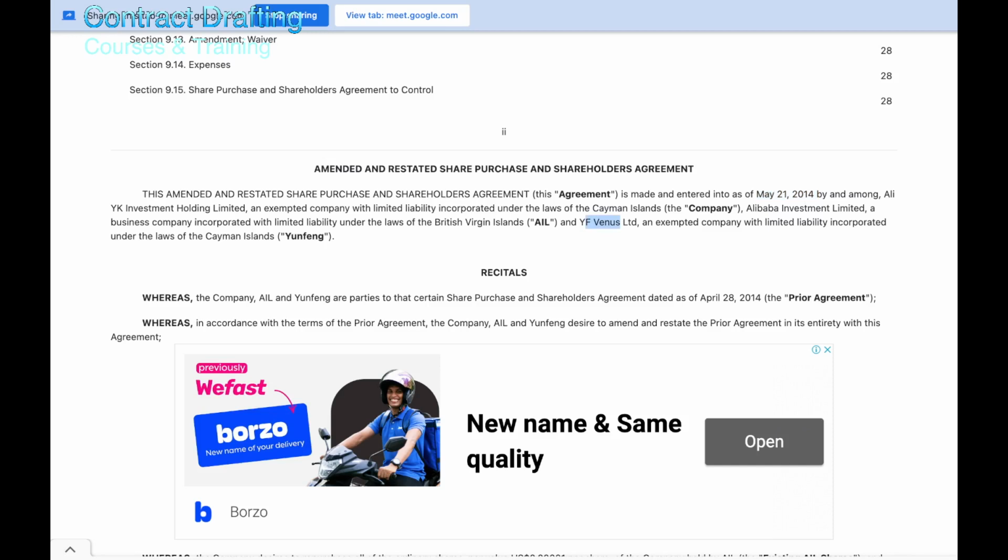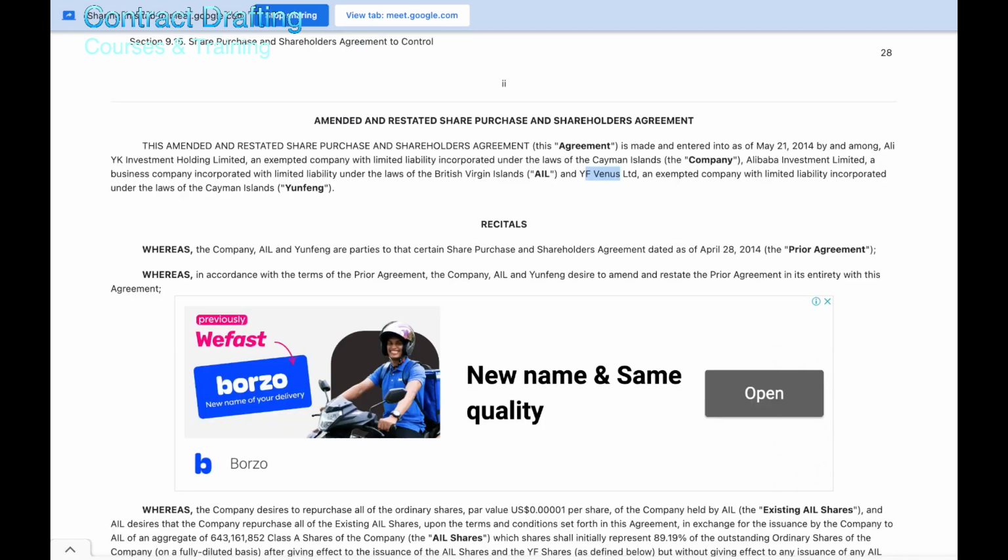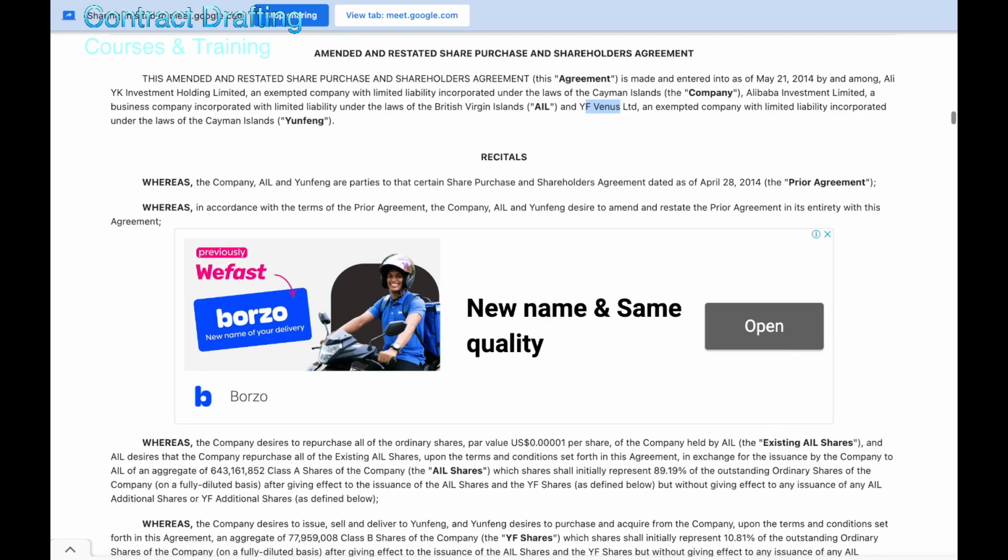The interesting thing is that this is not a two-party contract, but a three-party contract, and we'll see why. The company, AIL and Yunfeng are parties to a certain share purchase and shareholder agreement dated April 21, 2014, the prior agreement. Now we know that there is a prior agreement before this amendment. So basically they have entered into a shareholder agreement and they are amending it. So that is known as a prior agreement.